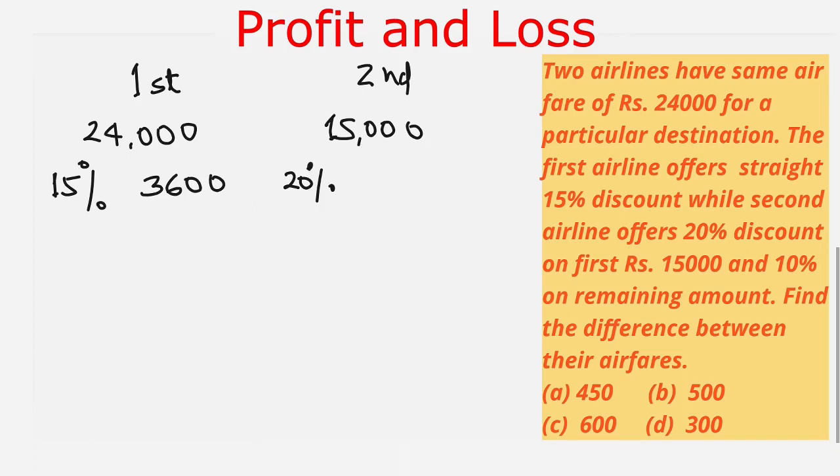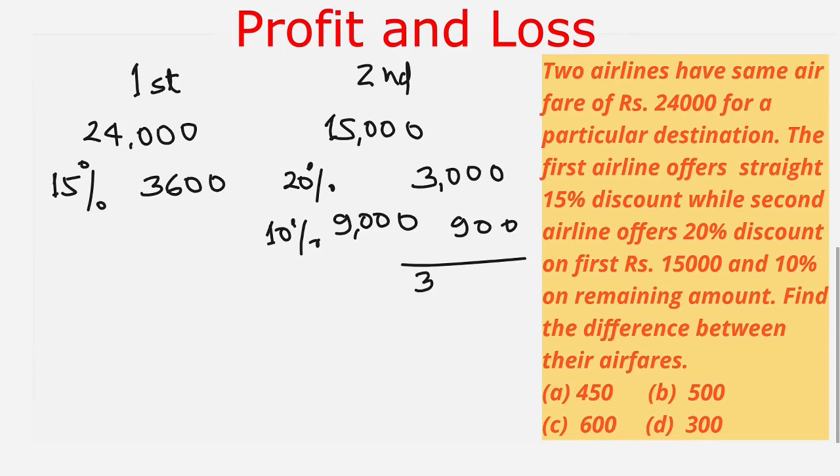So 20% of 15,000 is 3,000. 15 times 2 is 30, and after putting 2 zeros we get 3,000. Or we can calculate like this: 10% of 15,000 is 1,500 and double of it is 20%, which is 3,000. Now the remaining is 9,000, and on the remaining 9,000 a 10% discount is offered, and 10% of 9,000 is 900. So the total discount is 3,900. 3,000 plus 900 is 3,900.